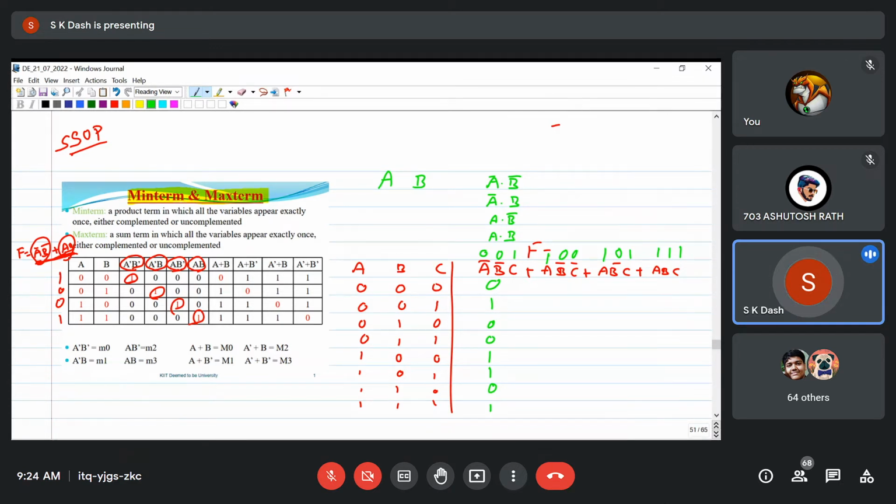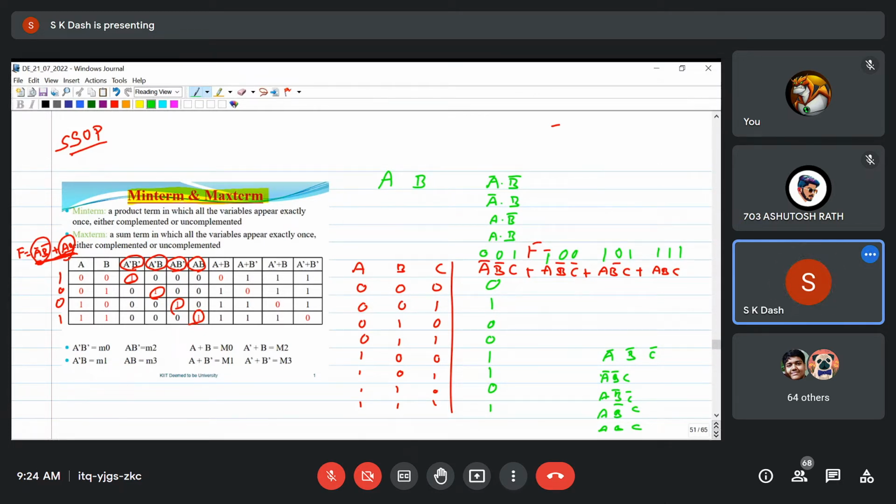If I don't know this procedure, what do I need to do? How many columns do I need to write? I need to find out A bar, B bar, C bar. Then I will write A bar, B bar, C in one column, A, B bar, C bar in one column, A, B bar, C in one column, A, B, C in one column. So I need to write 7 columns and solve those things. It will become lengthier. So instead of that, I am directly able to find this.